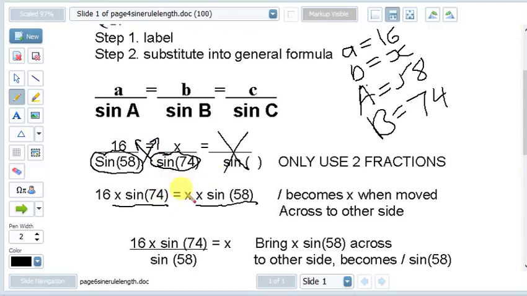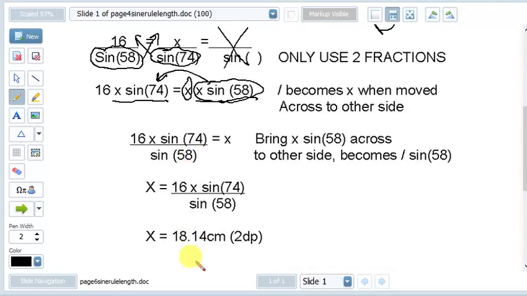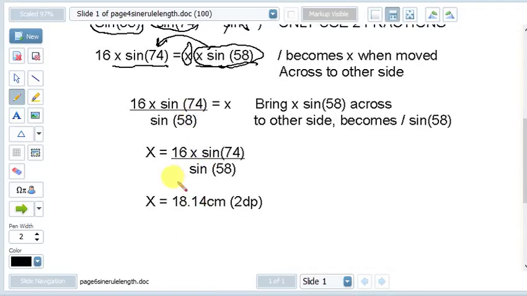Now we're trying to get our x, which is this, by itself. Now sine of 58 is a number, so if we're timesing by sine of 58, when we move that across to the other side, it becomes divided by sine of 58. And you can see that on the next step. 16 times sine of 74 divided by sine of 58. And then quite simply we write that into our calculators to get 18.14 centimetres to 2 decimal places.